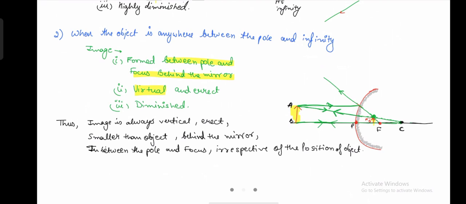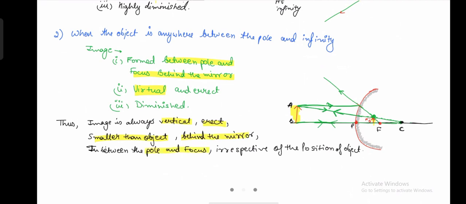So what do we see in the convex mirror images? First of all, when the object is at infinity, as we have understood, the image is going to form at the focus, while if it is not at infinity, it will be in between the pole and focus. You can place it at the center of curvature, at the focus, at any point. It will be in between the focus and the pole. So over here is a very important line written: the image is always virtual. In the case of convex, it is erect, smaller than the object, behind the mirror, and in between the pole and the focus, irrespective of the position of the object.